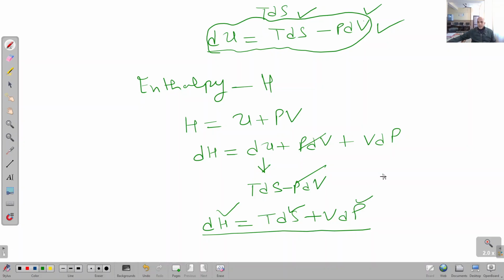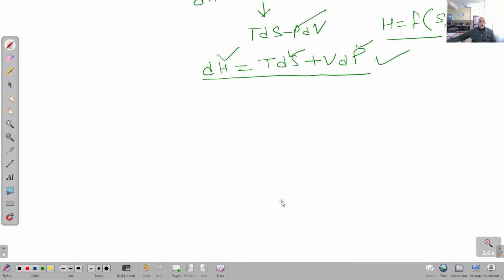So we can say H is a function of S comma P. Clear? So this equation is the differential form of your second thermodynamic potential.